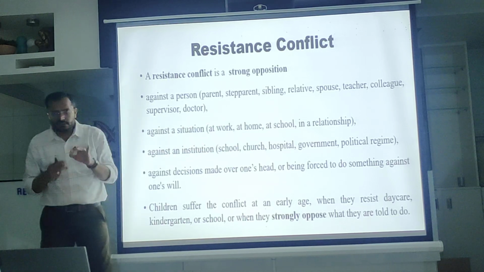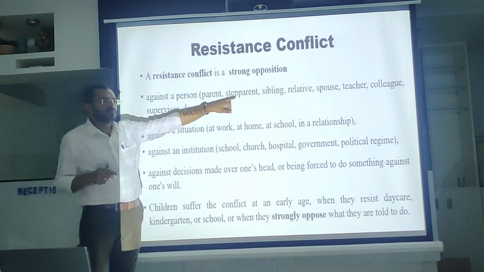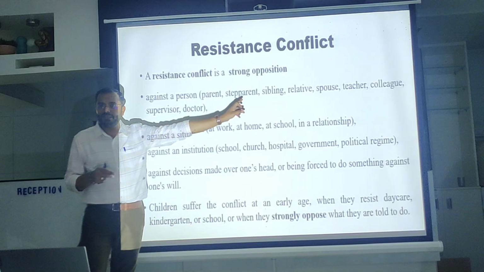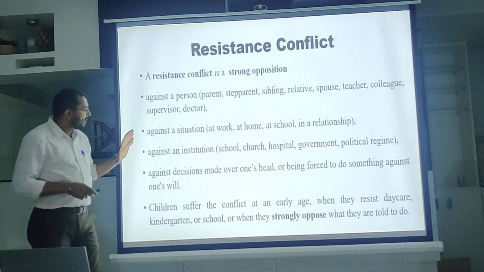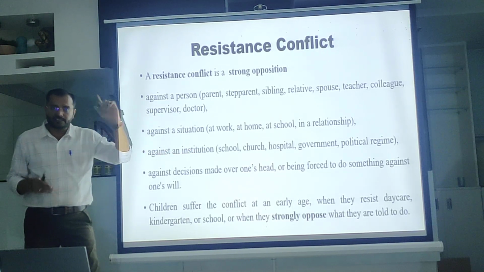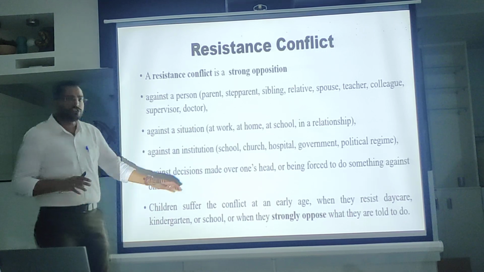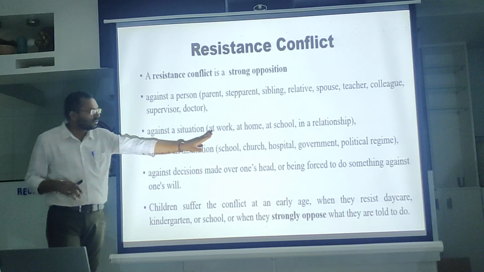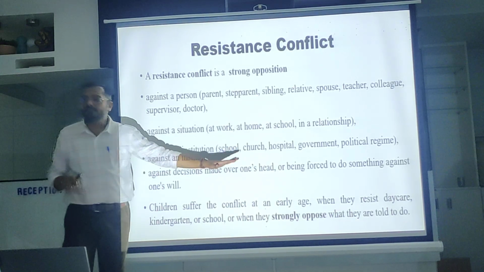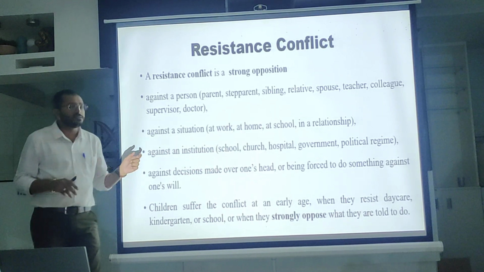Aversion to certain person. This is the entry point of resistance. Are you getting me? Okay. Against any situation. So resistance has, again, first is the person, you need to find out the person. Second, against any situation. So situation can be a work, at the home, at school, or in a relationship. You can find any situations where you feel a resistance.